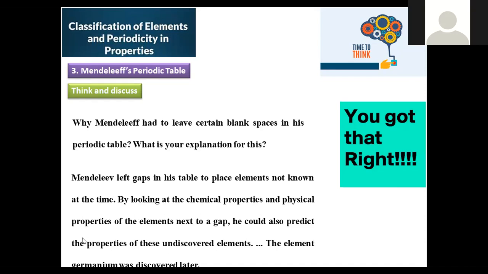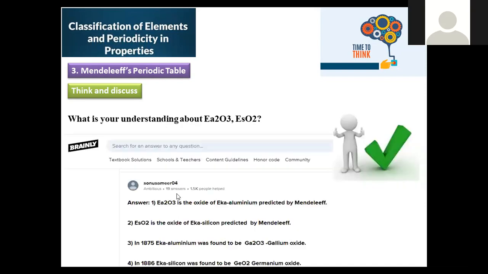By looking at the chemical properties and physical properties of the elements next to the gap, he could also predict the properties of these undiscovered elements. The element germanium was discovered later, but its properties were predetermined. Properties are known, element determined later. That is the kind of system given by Mendeleeff.